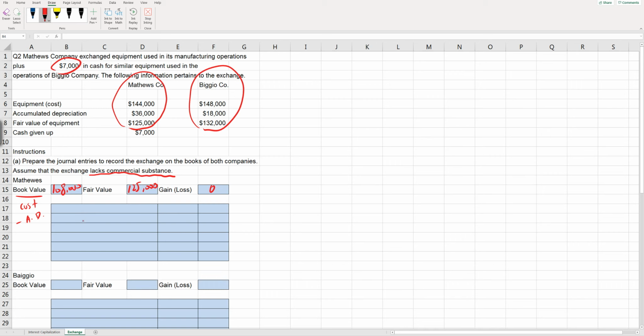The first step, I'm going to get rid of my old assets. So I'm going to credit equipment. This is the old equipment. I'm going to get rid of the cost. And also on the balance sheet, we also have accumulated depreciation, which has a credit balance. So I'm going to debit accumulated depreciation to get rid of the accumulated depreciation. So I get rid of the old assets. All right. So what else I'm giving up? I also will pay cash, credit cash, $7,000.